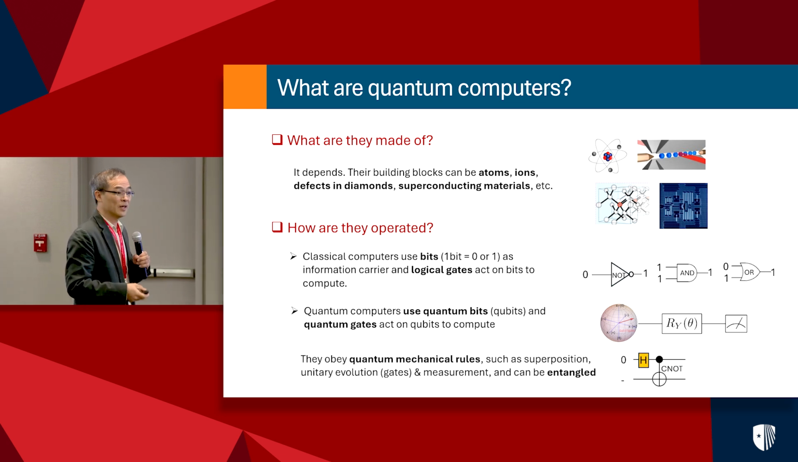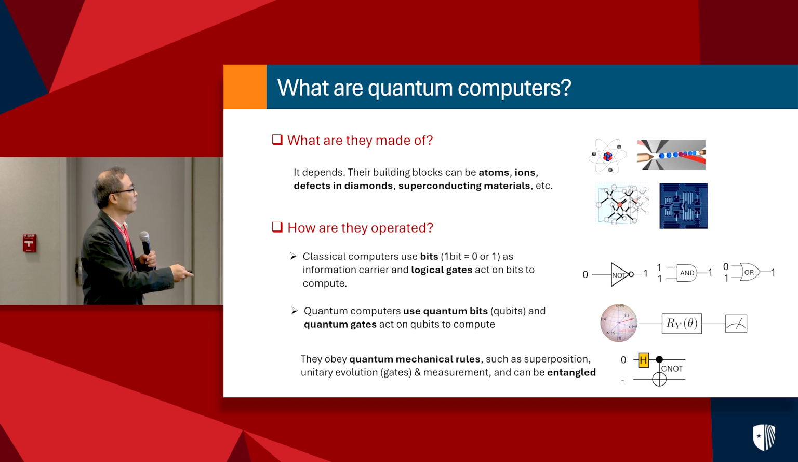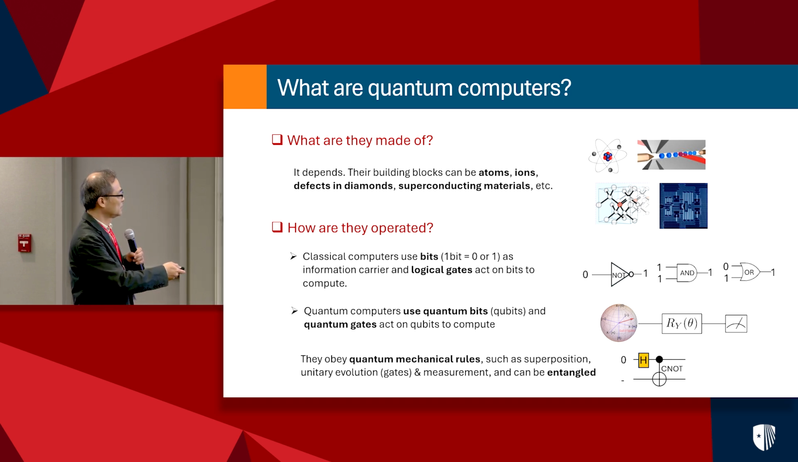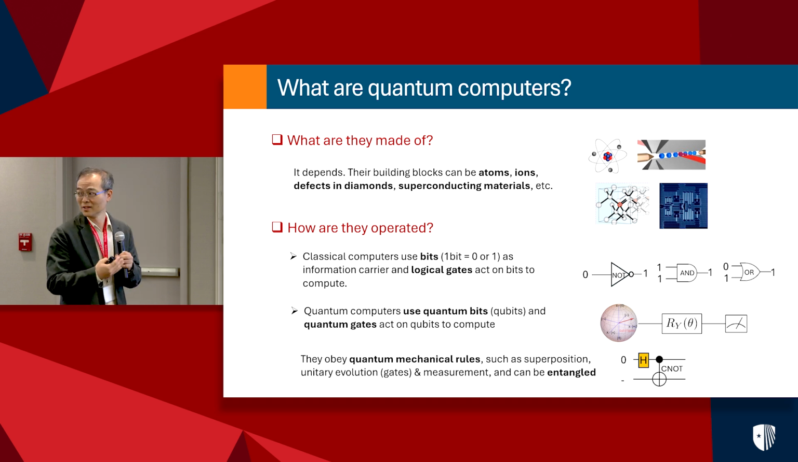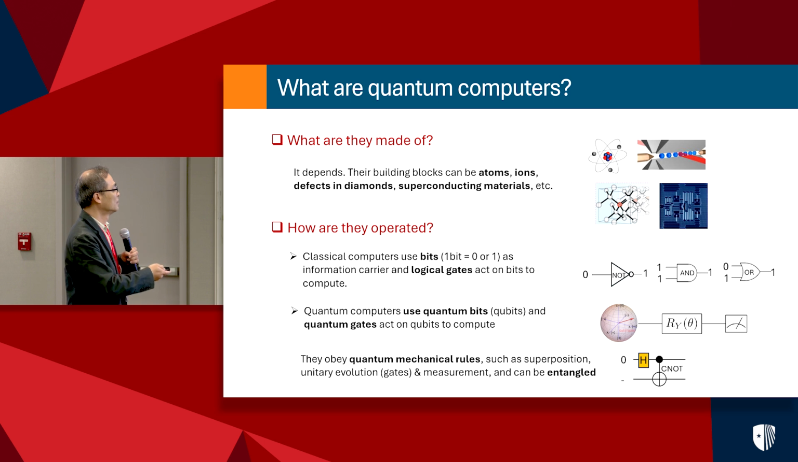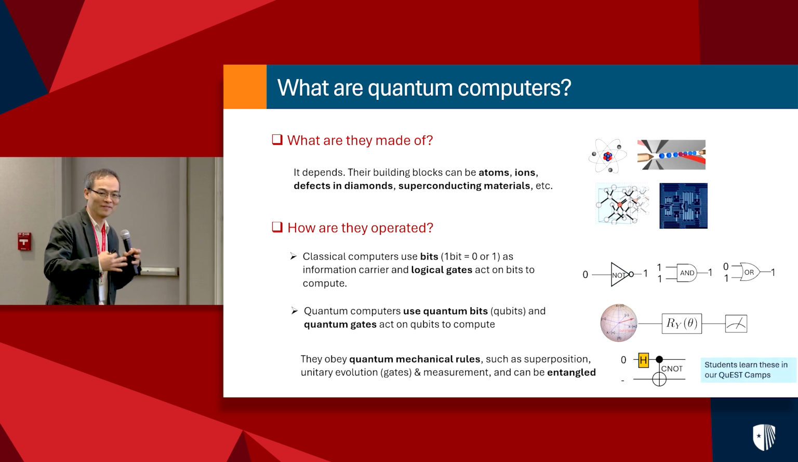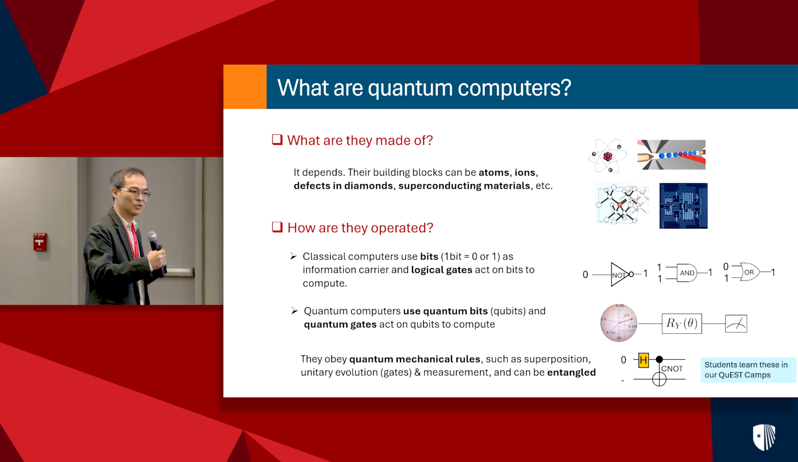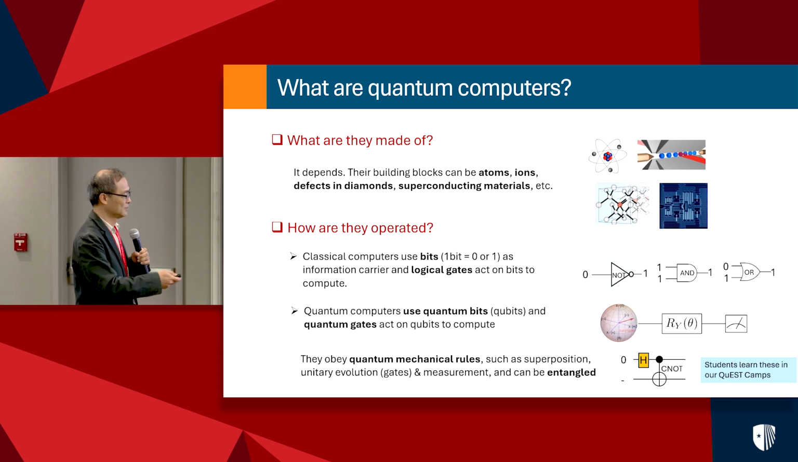In our summer camp, we teach students about 3 key quantum mechanical rules. For example, superposition, unitary evolution, meaning gate, and measurement, meaning readout. And they can be entangled. This might be the Schrödinger cat we saw earlier, and you'll hear from Dr. Snebler later. I hope you now have a sense of what quantum computers are by extracting the analogy to the classical one. In short, it just adds the word quantum.